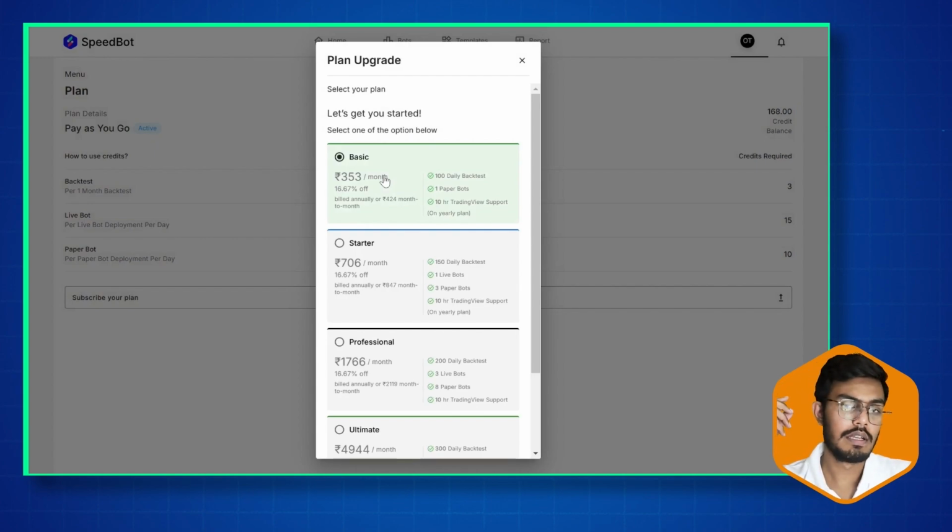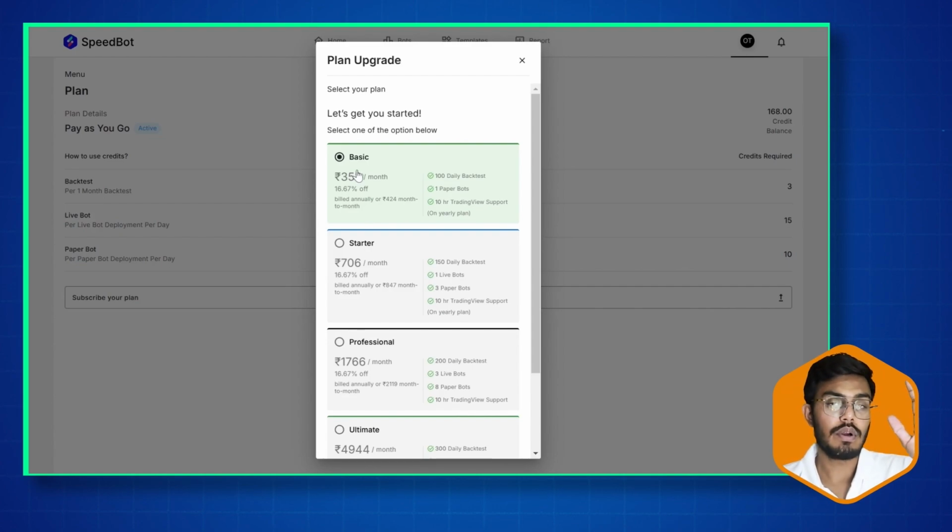So you get to have backtesting credits on a daily basis. You'll be able to click the save and backtest button 100 times. Apart from that, you get to have one paper trade bot. And if you are going for the annual subscription for the basic plan, then in that case you get to have the TradingView support.